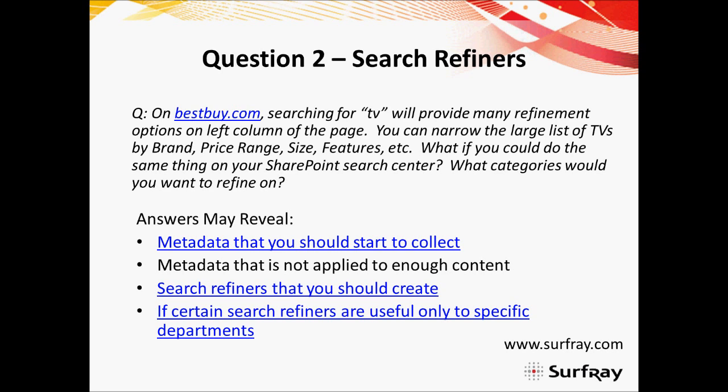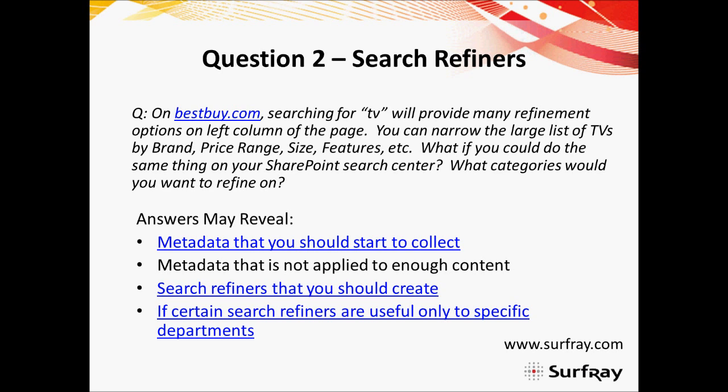On the left-hand side of the screen, Best Buy gives your users options. It says, okay, you've searched for TV. What brand of TV do you want? Do you want a Panasonic, a Sony, or a Samsung? What price range are you willing to pay for this TV? What type of TV technology do you want? Do you want a plasma or LED or an LCD? And they allow your users to quickly drill from big result sets down to small result sets.